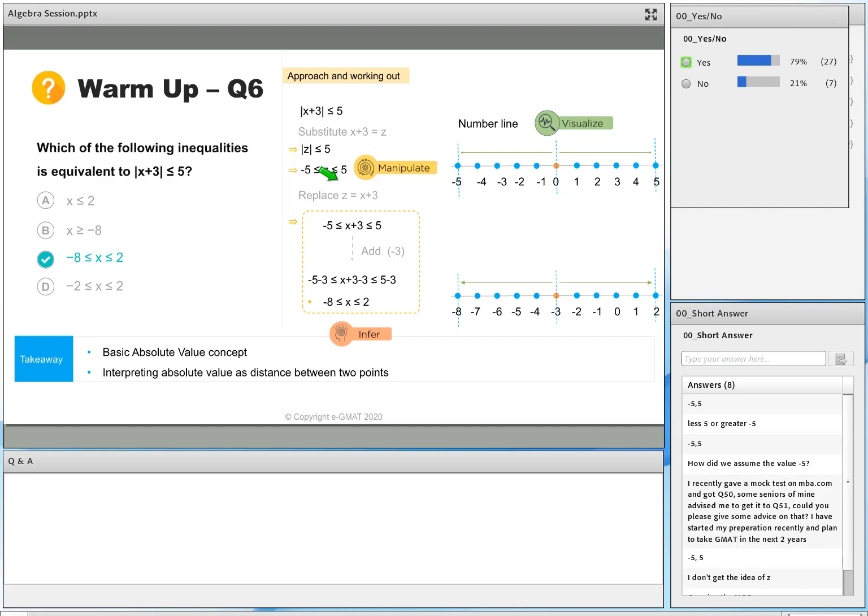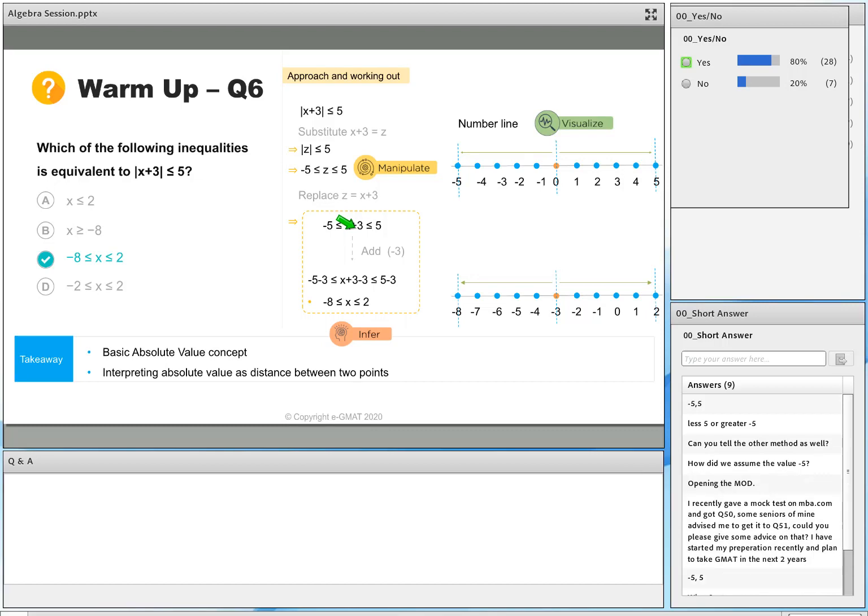That is what z was. And the moment you had z, then there was nothing to do really. You just replaced your z with x plus 3. Okay, great. A lot of you told me the right values of z, negative 5 and 5. It was only about getting the range between the two of them. Okay, now this was method number 1.